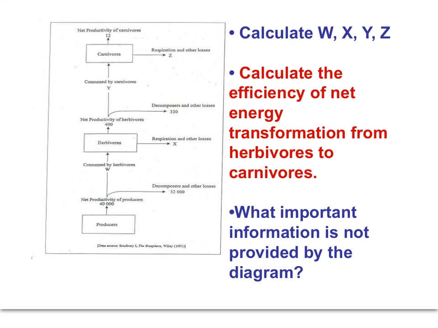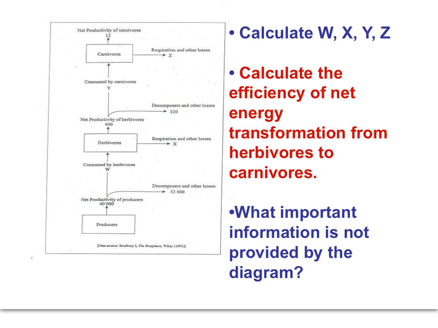In this slide, you're shown a food chain and values for energy flows are given, and I've asked to calculate W, X, Y, and Z. W, seen here, would be 8,000. 40,000 minus 32,000 would give us a value of 8,000. X, seen here, would be 7,600, 8,000 minus 400 to give us 7,600 for respiration. Y, seen here, would be 80. 400 minus 320 gives us 80. And Z would be 68. 80 minus 12 would be 68 for respiration.